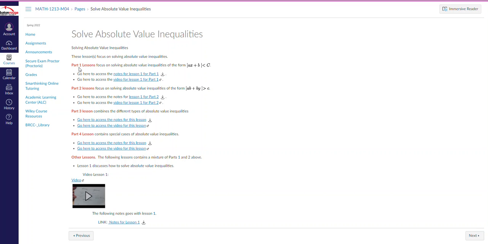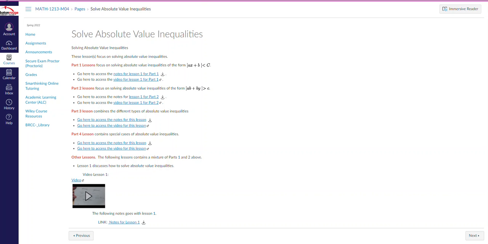So it's important. Notice that part 1 talks about an absolute value inequality that's less than. Part 2 talks about greater than. So those are different. They're solved differently. So it's very important that you study the less than and the greater than. And then part 3 combines both of those. Okay? So make sure you're looking at those 4 parts that you see here.